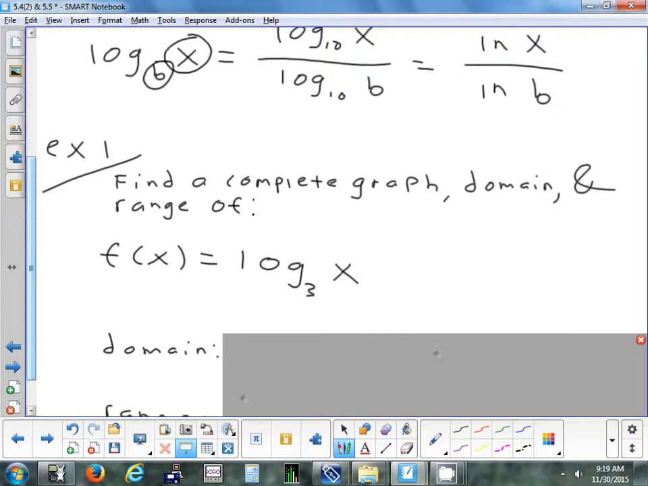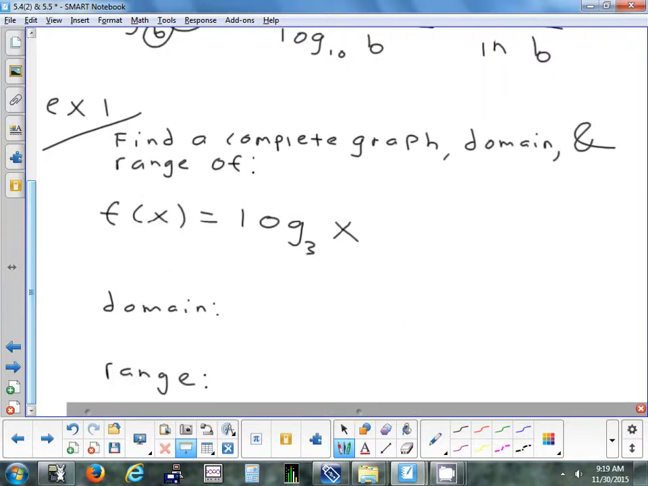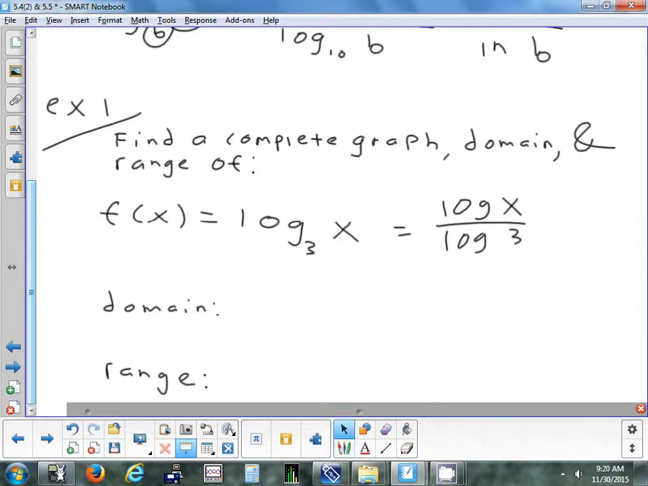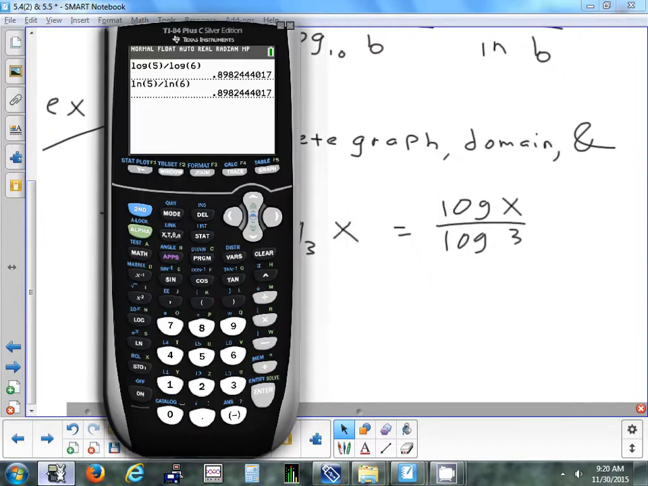All right. Now let's try something we can only do on the calculator, which is graphing. Okay, John, do I have a button on a calculator to directly type in a base 3 log? No. Nope. So could you tell me how I could rewrite this so I could type it in? Log x over log 3. That's it. So let's type that in and let's graph it. Okay. Log x divided by log 3.